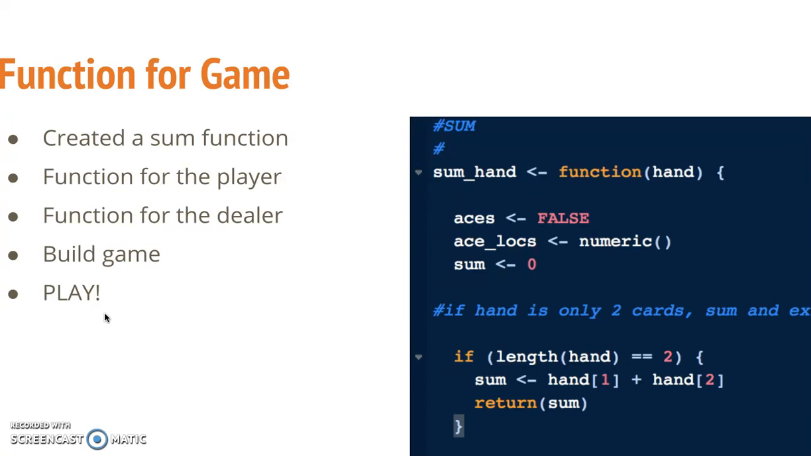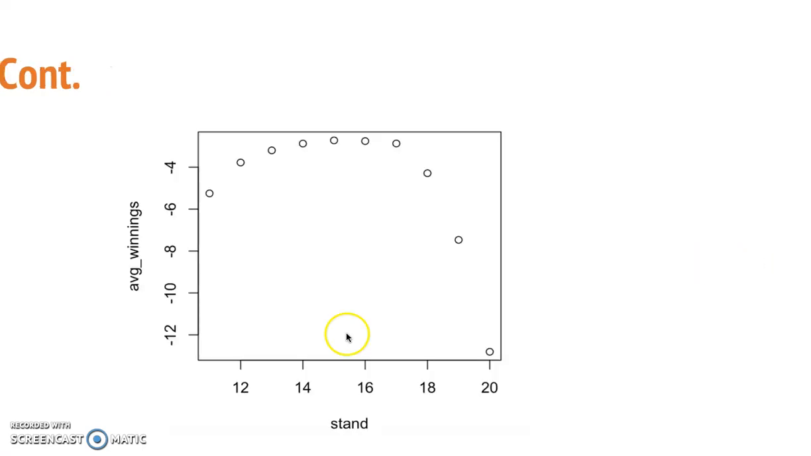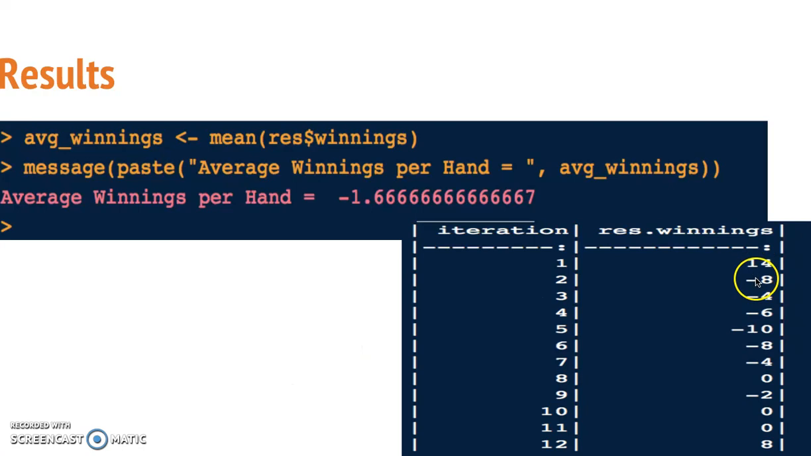And then finally, I built the game itself, and then I played a few times. One thing that I did put in was that after each run, it would tell you the average winnings per hand. And then here it just tells you for each iteration what the winnings are, right? So for the first iteration, you won 14. For the second, -8. For the third, -4, right?